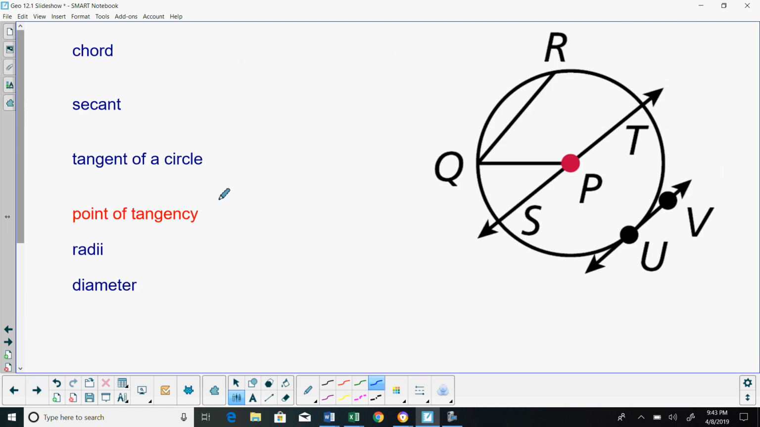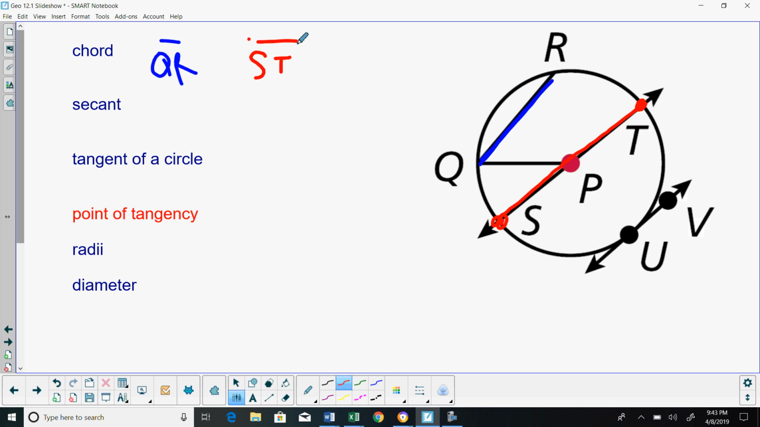All right, let's take a look at this example. We're naming some things. So if we're going to name a chord here, I would probably name chord QR right there. And again, I'm going to use the segment bar over the top. That's a chord. And I could say that segment ST is a chord as well. Segment ST.